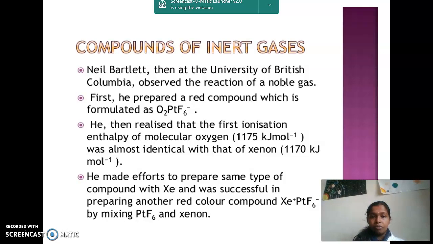Compounds of inert gases. The first compound was prepared by Neil Bartlett, from the University of British Columbia, who observed the reaction of a noble gas. He prepared a red compound with the chemical formula O2PtF6, and noted that the ionization enthalpy of molecular oxygen is similar to that of xenon. He then made an effort to find a compound with xenon and successfully prepared another red compound, XePtF6, by mixing platinum hexafluoride and xenon.